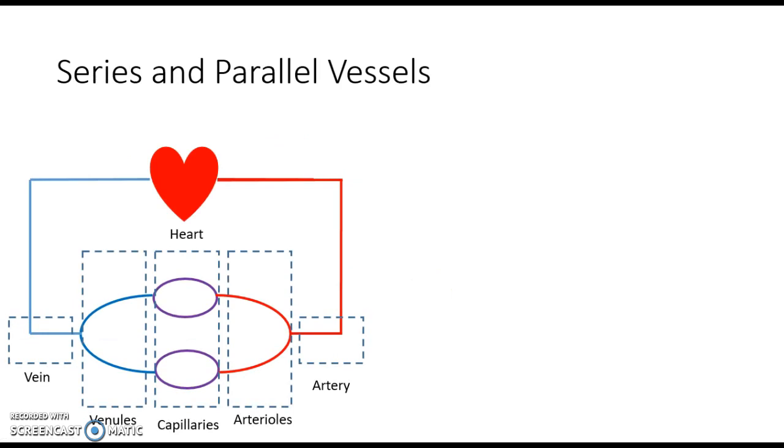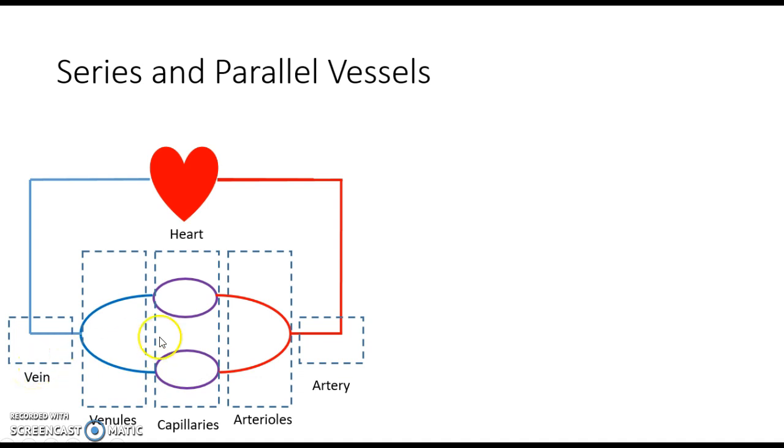So on the next slide, we're now moving over to the body, and we're going to look at series and parallel vessels within the body. We're going to look at a very, very simple diagram here of the human cardiovascular system. In the human cardiovascular system, we have a heart, of course, and then we have arteries, which then lead to arterioles. Then we go to capillaries, venules, and veins.